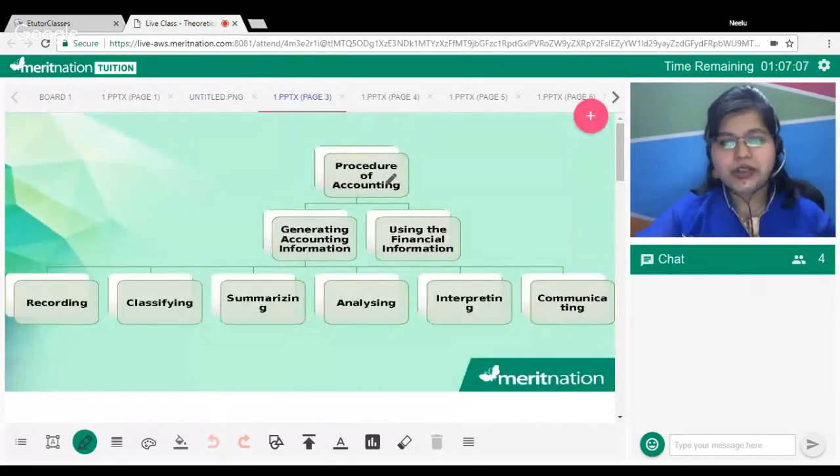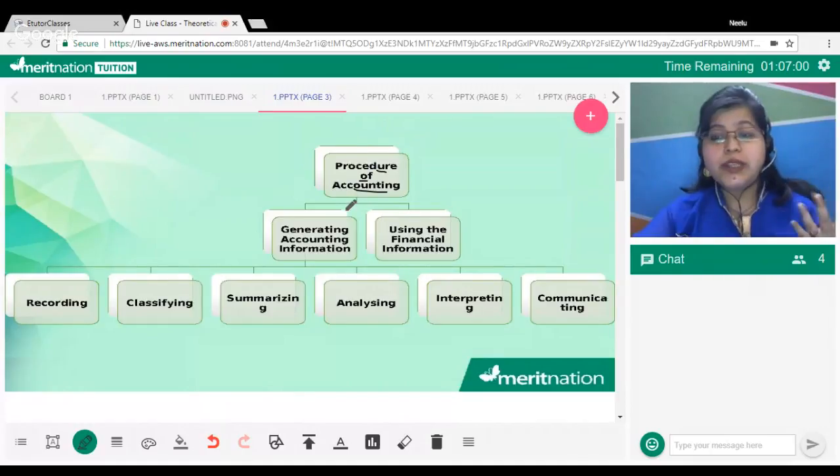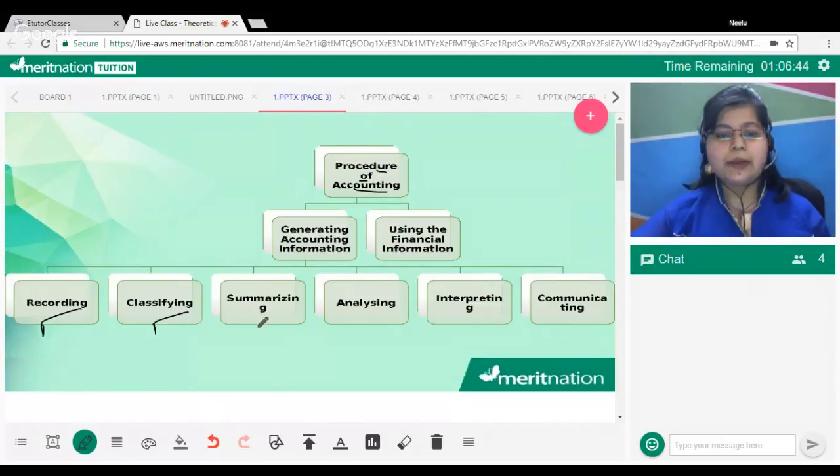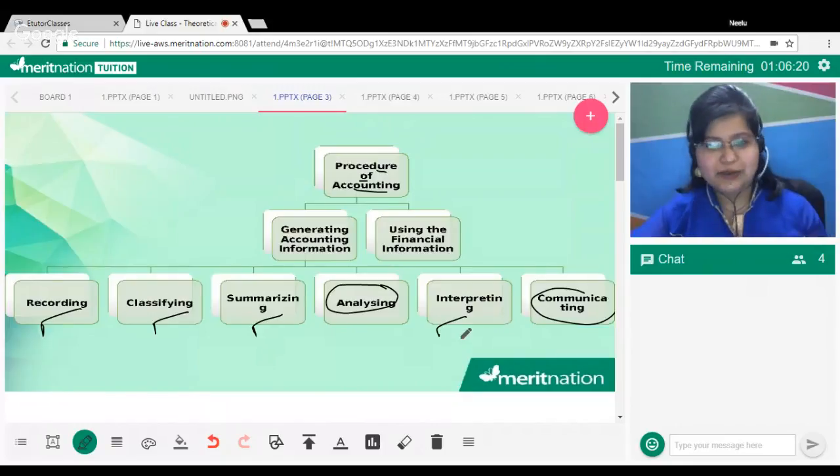Now, the procedure of accounting. Procedure of accounting basically talks about what we do in accounting. Now, for those of us who have done accounting, one definition was told to be remembered always. The definition was: accounting is the art of recording, classifying, and summarizing in a significant manner and in terms of money transactions and events which are, in part at least, of a financial character and interpreting the results thereof. Now, this definition leaves out these two words, analyzing and communicating, but let's take up all of them in detail.